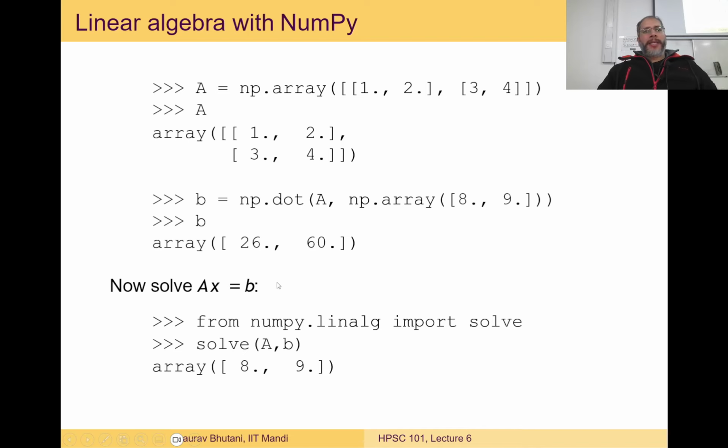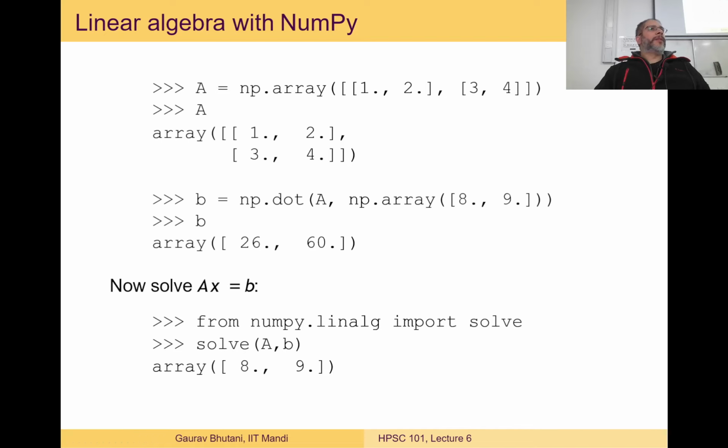The next thing that we tend to use a lot is solving Ax equal to b, linear equations. In MATLAB you use A and the slash operator. Those who have used MATLAB know that. Here we use the solve function, which is available in NumPy, in numpy.linalg. You say from numpy.linalg import solve, and then you call solve with a comma b, where a is the matrix and b is the right hand side, and it returns the value of x by solving it.